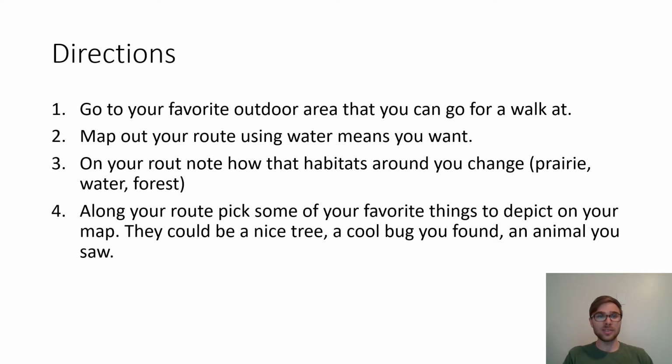Then once you're there, you're going to map your route that you're going to walk on using whatever means you want. So you can hand draw this while you're actually walking. You can print out a rough map of the route you're going to go on. You can draw it beforehand, whatever you like. You're just going to want to have a piece of paper that you can draw, one, your route, and two, the things you see. So while you're on your walk, you're going to want to note the habitats around you as they change. Is there prairie around you, water, forest? Just notice all the changes that happen around you as you go along.